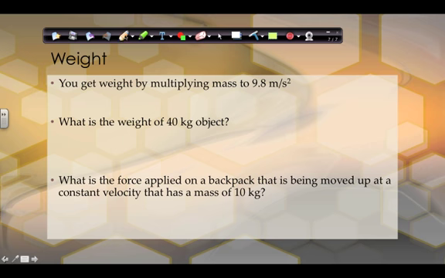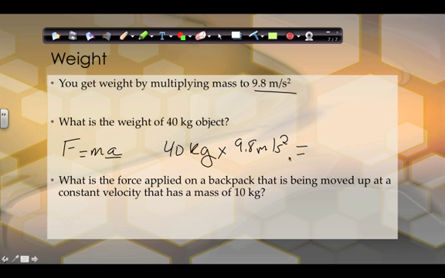So if I wanted the weight, I would take 40 kilograms and I would multiply it by 9.8 meters per second squared. This is really just using the formula force is equal to mass times acceleration. It's just the acceleration that you're using is this. So when you get this, 40 multiplied by 9.8, it's roughly going to end up being 400.